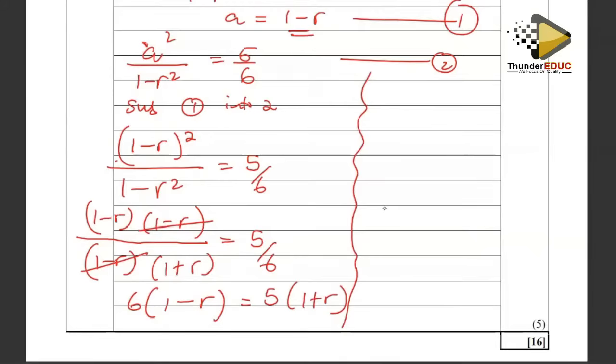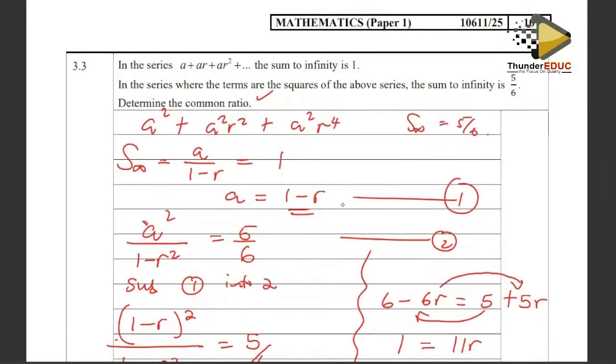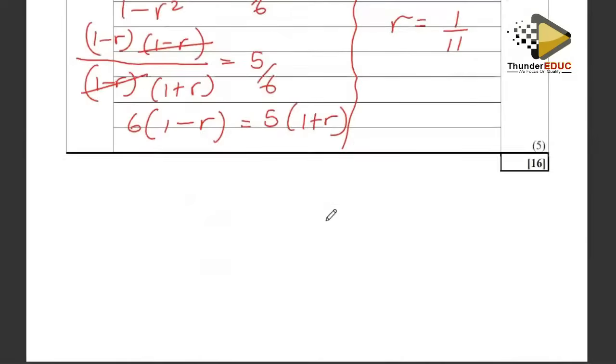Okay, so let's see, opening that, we shall have 6 minus 6r. Opening the right-hand side, we shall have 5 plus 5r. And then let's regroup, okay? I'm going to move the 6 that side, I'm going to move the 5 that side, or whichever way you want to do it. So meaning that 6 minus 5 is 1, and then 6 plus 5 is going to be 11r, meaning that my r is 1 over 11. What was the question asking for? Just the common ratio. All right, so that is the common ratio that I obtained.